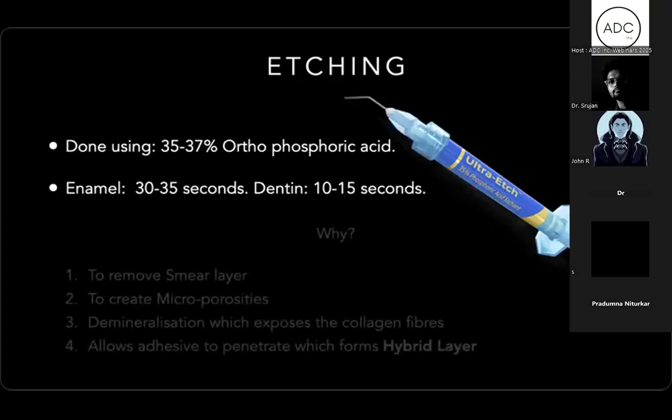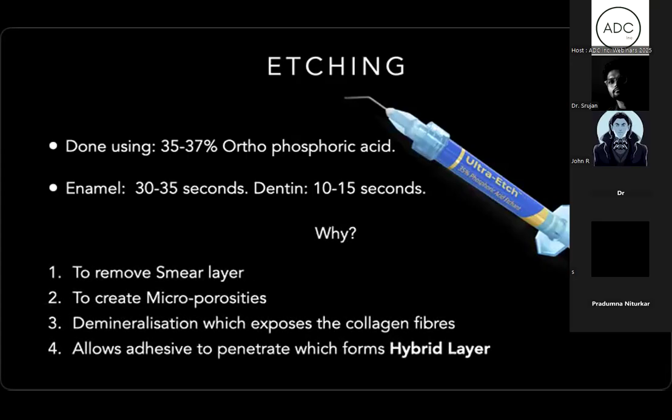Etching is done with the help of 35 to 37% OPA, which is orthophosphoric acid. Enamel, we do it for 30 to 35 seconds, and dentine only for 10 to 15 seconds. Why? Because enamel is a little more inorganic. It's not going to be very sensitive, so you can etch it for a little longer time. But dentine is going to be sensitive very soon. So you don't want to over etch because that is going to cause sensitivity to the patients, intraoperative as well as post-operative. You have to avoid that.